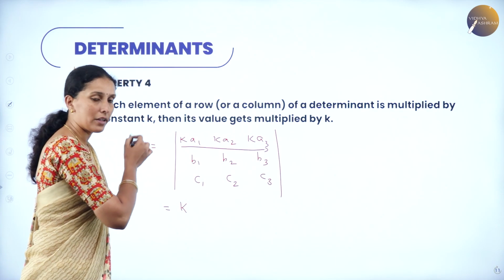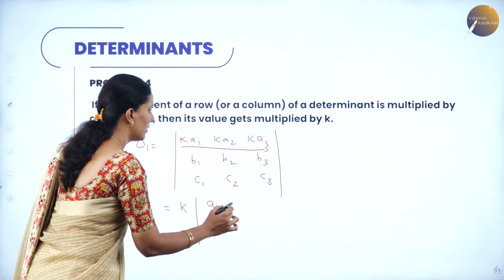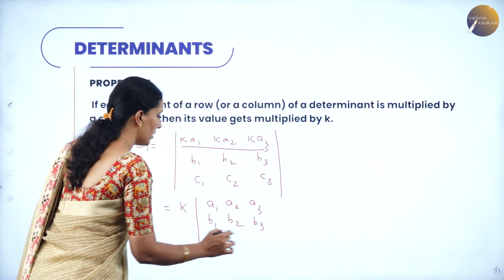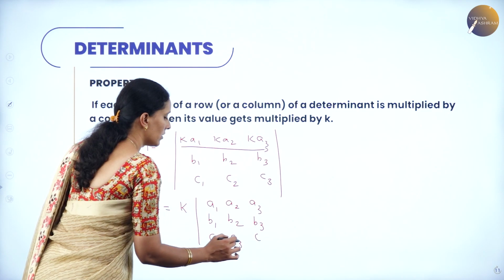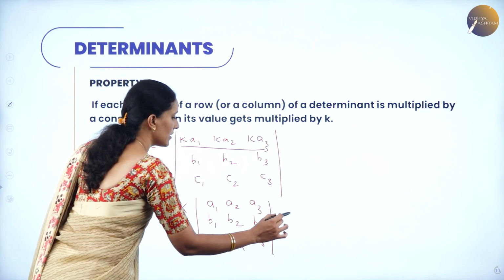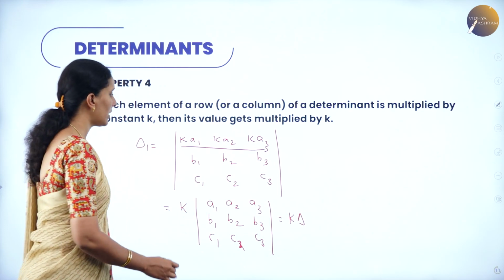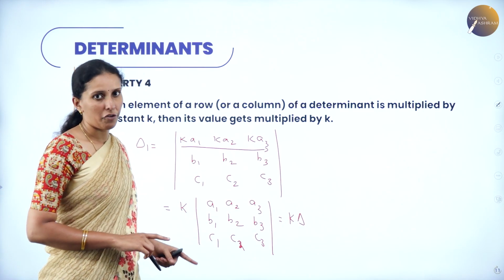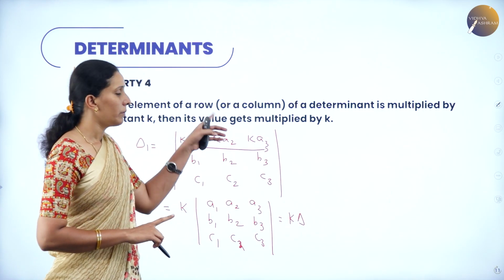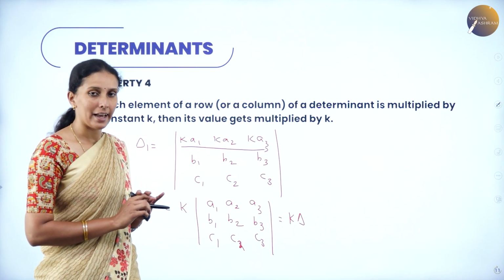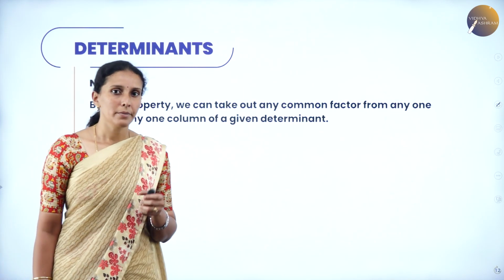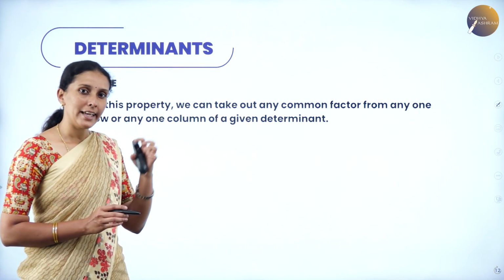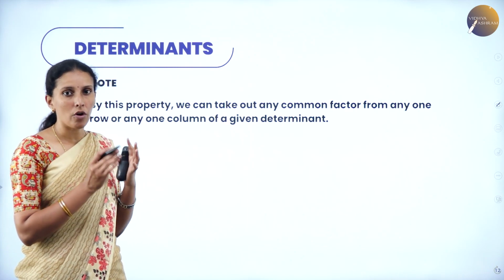You can take the common factor outside, then you can find the value of the determinant B1, B2, B3, C1, C2, C3, and that is equal to k into delta. So whenever any scalar quantity is multiplied to any one of the rows or any one of the columns, then the value of the determinant can be multiplied by k directly. Next, here is an important note. By this property, we can take any number of common factors from any row or any column.